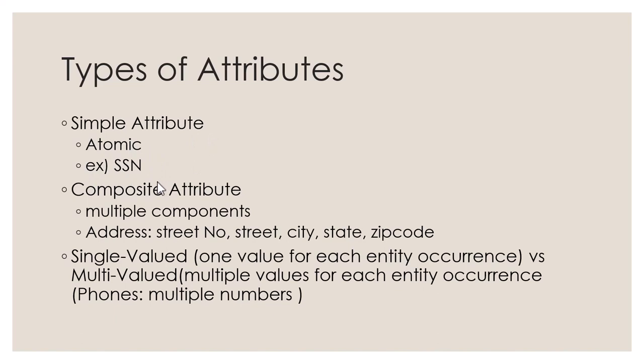In other cases, it could be composite attributes. These are not really recommended, but sometimes there are attributes that have multiple components to them. For example, someone's address has different parts, right? It has the street number, the name of the street, the name of the city, state, and the zip code. So this one has multiple components.